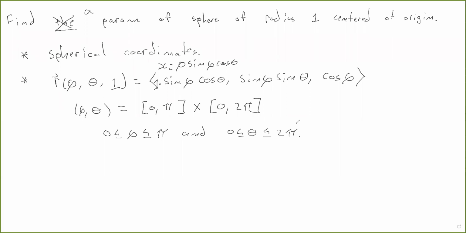Okay, so in other words, we can parameterize the sphere just by using the phi and theta parameters from spherical coordinates. And if instead of using phi and theta, you want to use s and t or u and v, that's fine.